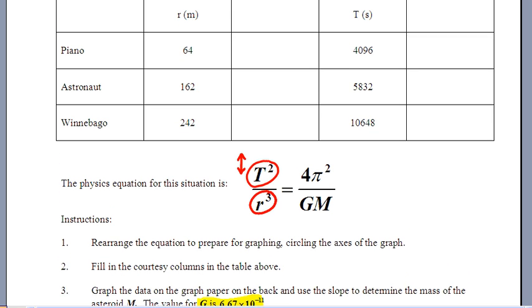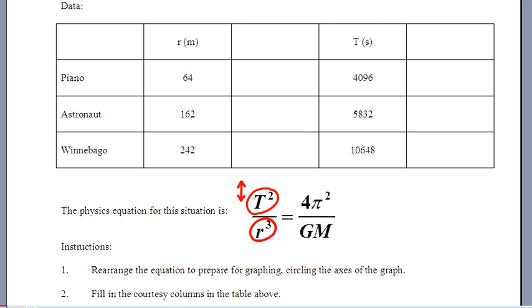So in order to be ready to graph, you are going to need r cubed values and t squared values. This table, as a courtesy to you, has some room for where you can take these numbers like the 64, the 162, the 242 and cube them. And you can also square your values for t in order to be ready to graph, because you want to graph those t squareds and r cubeds on your graph.